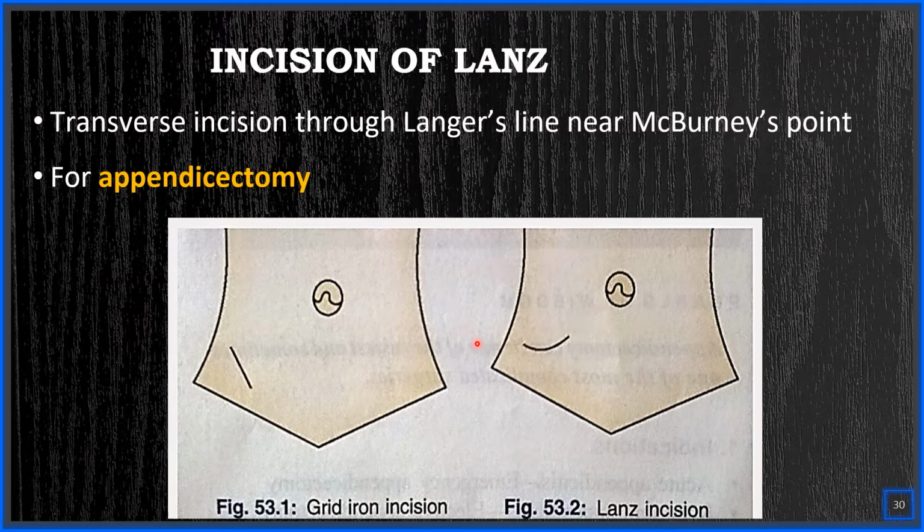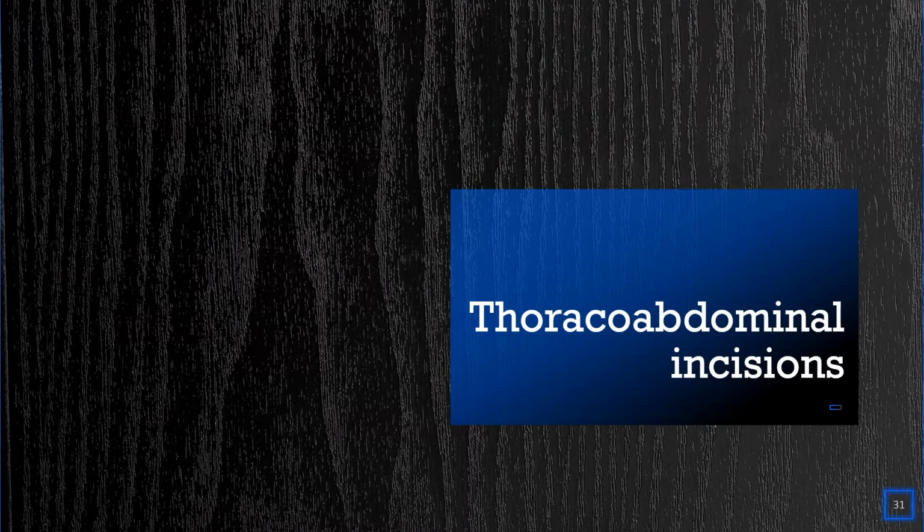Different surgeons have different approaches. So some surgeons prefer the McBurney's gridiron incision, some surgeons prefer the LANZ incision for appendectomy. So we have covered the longitudinal incision, we have covered the transverse and oblique incisions. Now coming to the thoraco-abdominal incisions.